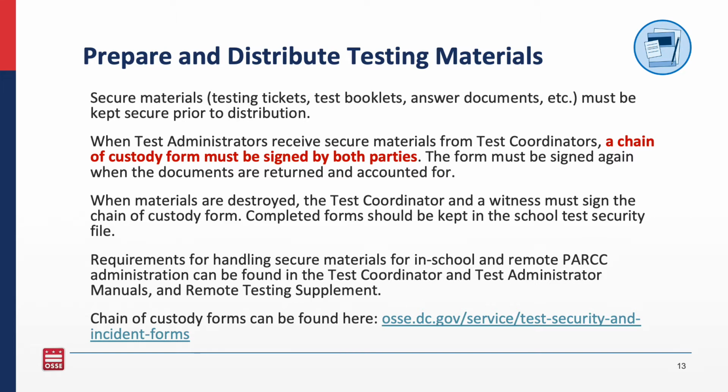Requirements for handling secure materials for in-person and remote PARCC administration can be found in the test coordinator and test administration manuals, as well as the remote testing supplement. Chain of custody forms can be found at the link provided here.